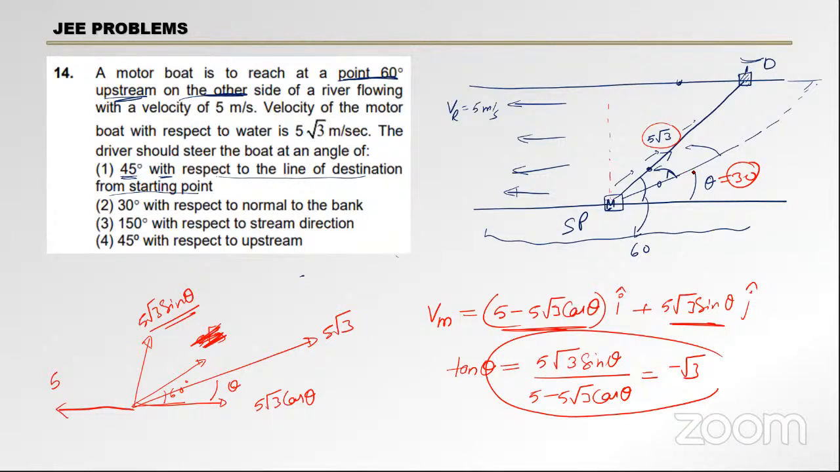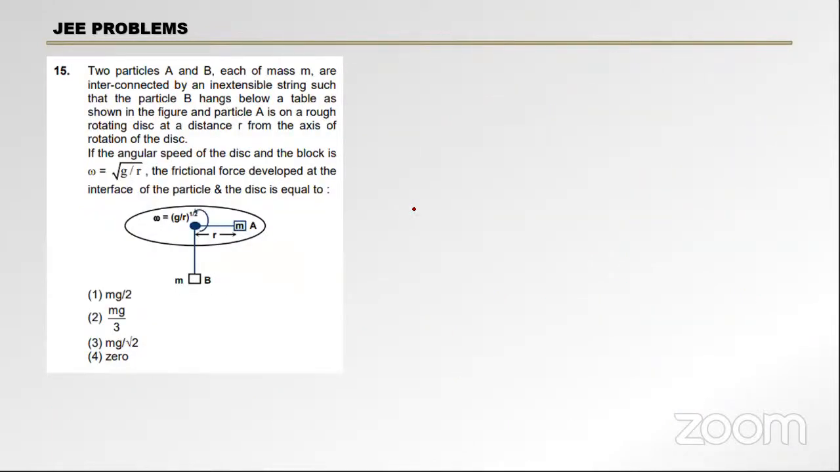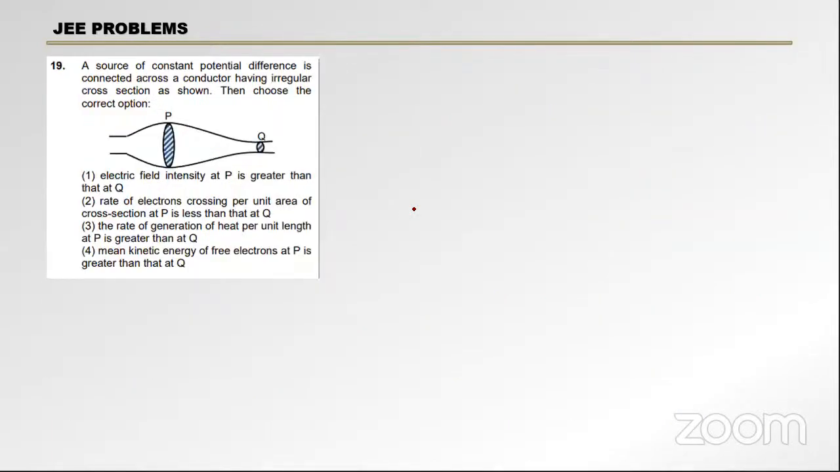So basically I want to teach the concept in this question, right? 30 will come. When you get 30, that means from here the angle will be 150. Okay, so there was one option, which is the third option, 150 with respect to stream direction, which is correct, right? Chalo, so much time has elapsed in this question. Okay, this question we will do quickly, as fast as possible.